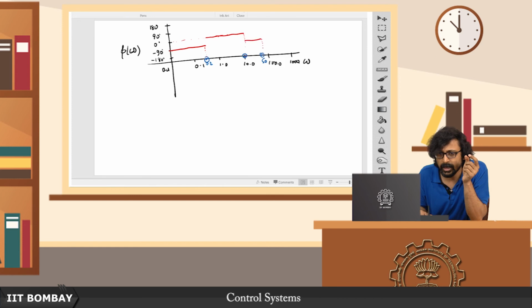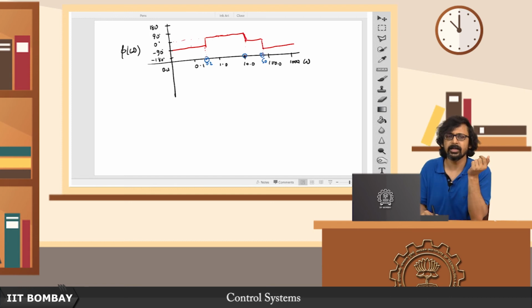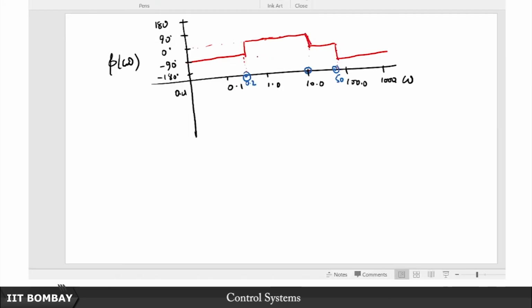Then again at the next break frequency, I ask myself, is it a pole or a 0? And it happens to be a pole, so again I go down, and at minus 180 degrees I settle. So now I have this, albeit a very discontinuous and bad looking phase plot, but I at least have a rough idea. And once I have this, it's a very good place to at least get started.